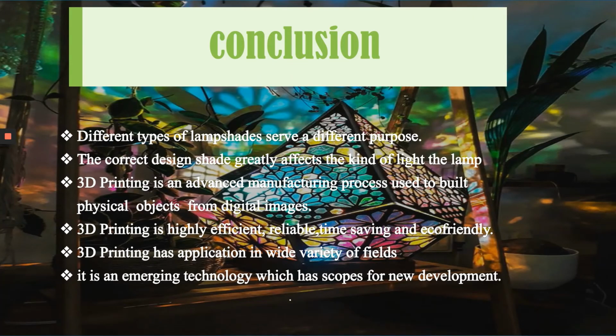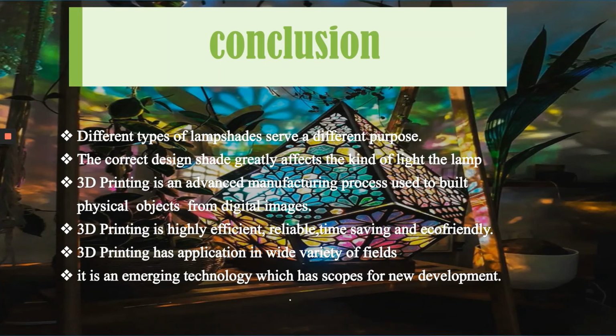Again, we get back to the conclusion. Different types of lampshade serve different purposes. Every lampshade is designed with different designs, different shapes. Why do we design different shapes? Because the shapes depend on the market price. Because we design different shapes and different sizes, it depends on the market price.